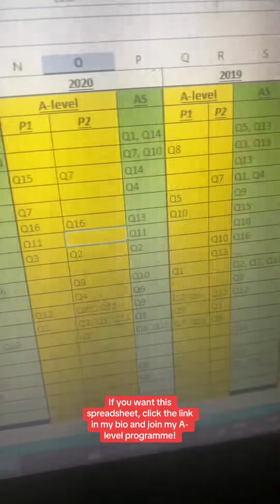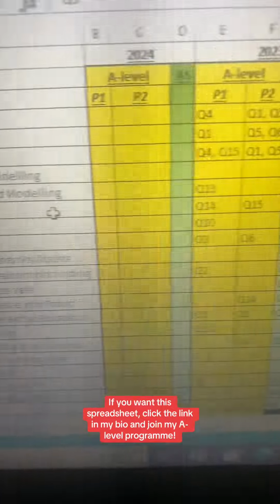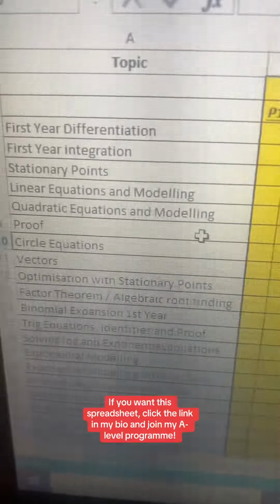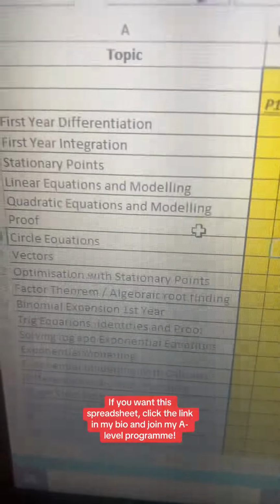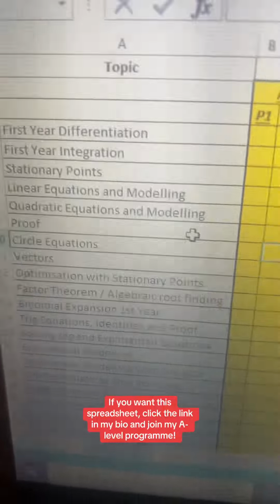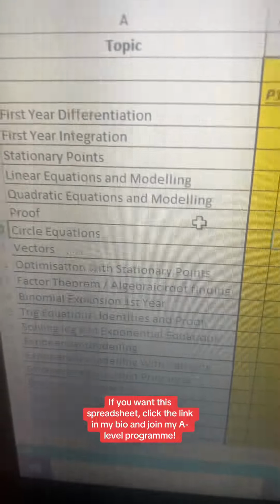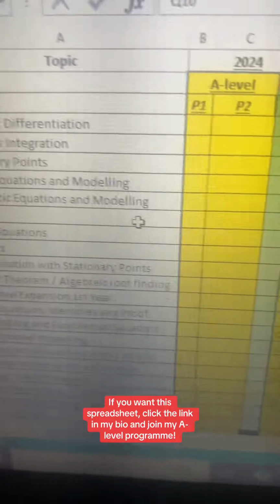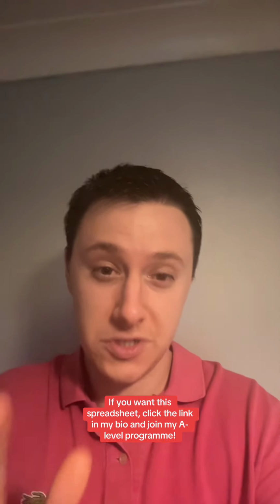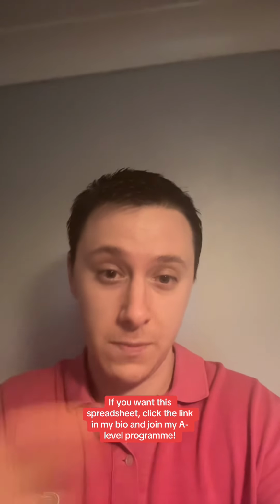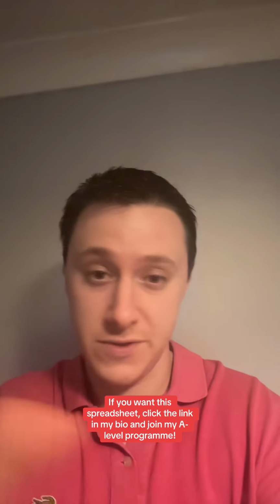So what we can see here is that circles seem to only come up in one of the two pure papers. So if you get a circles question in your paper 1, it's highly unlikely you get a circles question in paper 2. But if you didn't get a circles question in paper 1, you're going to get one in paper 2. However, you do have topics that do seem to come up in both paper 1 and paper 2 that you can't forget about after you've done paper 1.